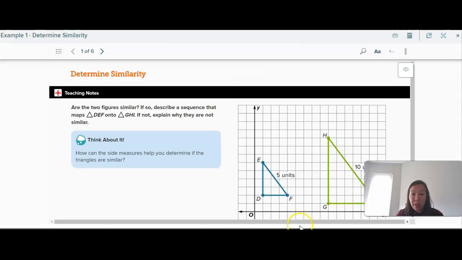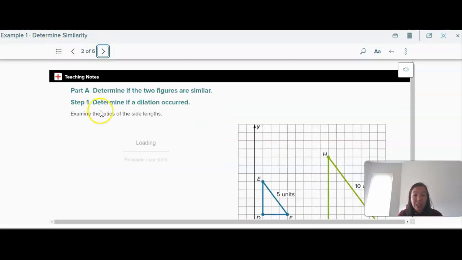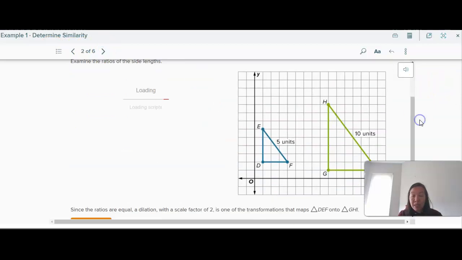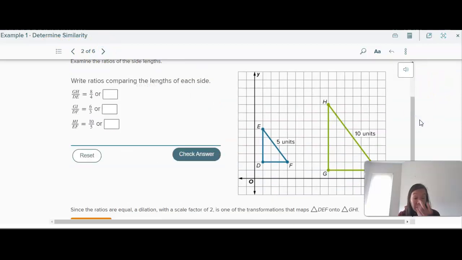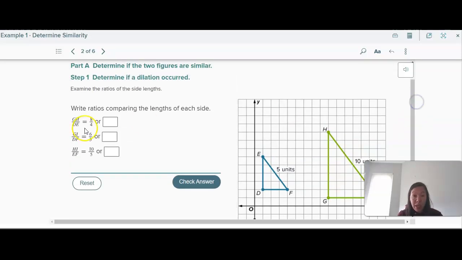Let's see if we can figure out if these two figures are similar. So first thing we want to do, and again, DEF is our original pre-image, and then GHI is our image. So first we want to figure out if it's a dilation. Obviously, if they're not the same size, then a dilation potentially happens. So what we're going to do is compare side lengths of your image over your pre-image. So we'll take GH, and if we count GH, this is 8 units, which corresponds to DE, which is 4 units. So 8 divided by 4 is 2.